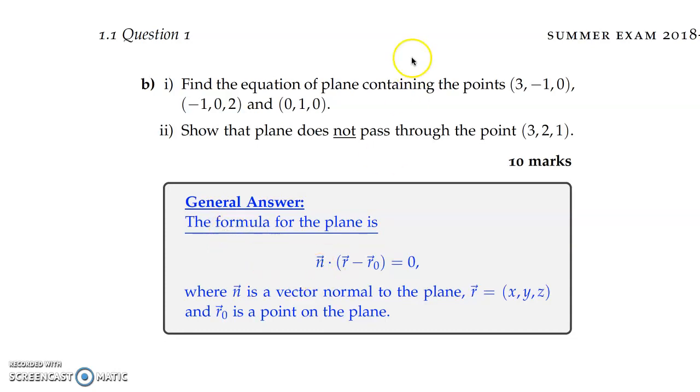It's the normal vector n dot (r minus r0) equals 0. r0 is any point in the plane, and r is just the variables x, y, z. Because think, a plane, like a line, should have variables, and because it's three dimensions, it should have three variables. The line has x and y, the plane has x, y, and z.